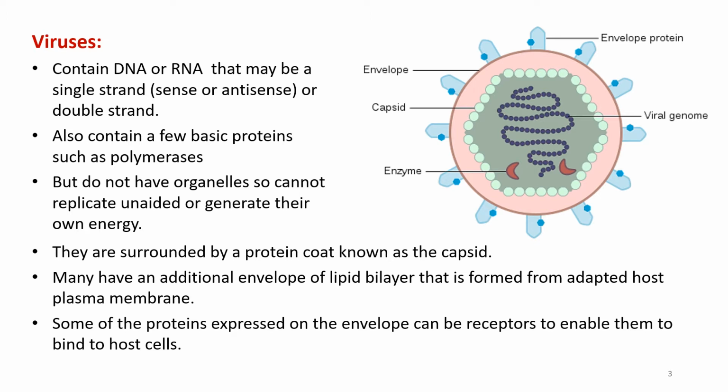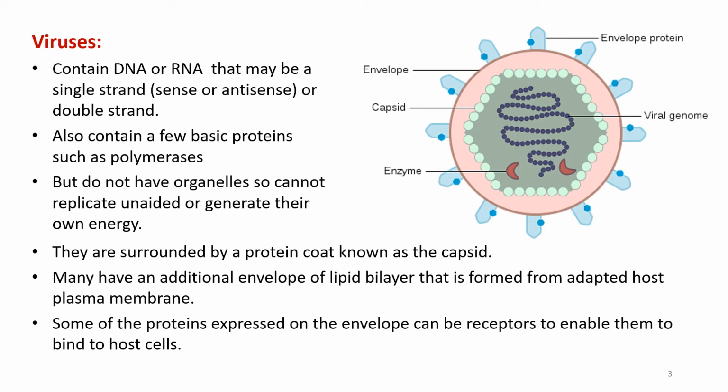They're surrounded by a tough protein coat that's called a capsid. Here you can see the hexagonal structure is the capsid. Many of them then have an additional envelope around the outside that's actually a phospholipid bilayer. And generally this is formed from your plasma membrane when the baby viruses, if you like, bud out from cells after replication. They take a little bit of your plasma membrane with them to wrap around their capsid.